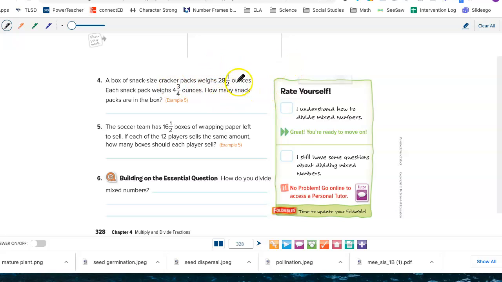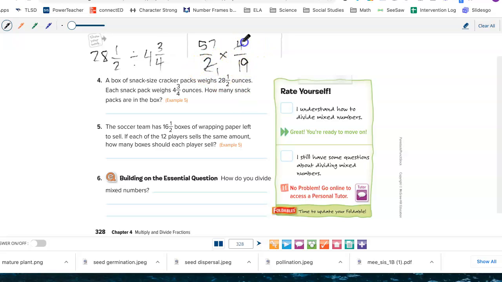We are going to split this number up, so we're dividing this number by this number. So if I write that out, that is 28 1/2 divided by 4 3/4. So I need to turn both of these to an improper fraction. So this is 56 plus 1 is 57/2. I will keep, change. This is 16 plus 3 is 19/4, but I'll flip that upside down to get 4/19.